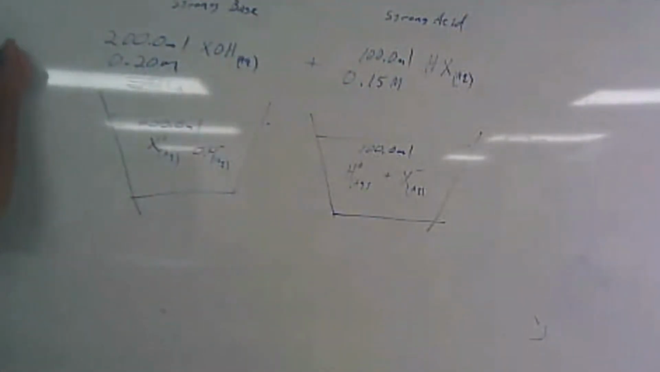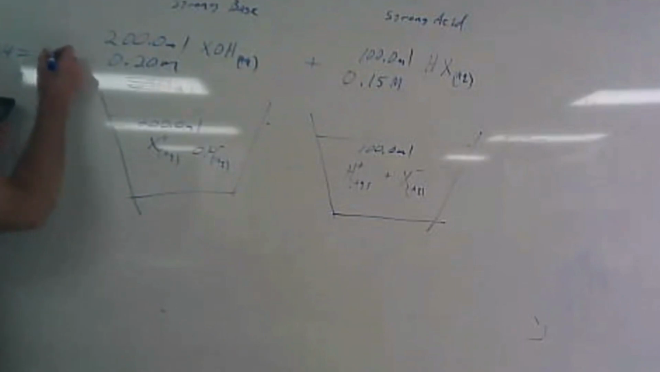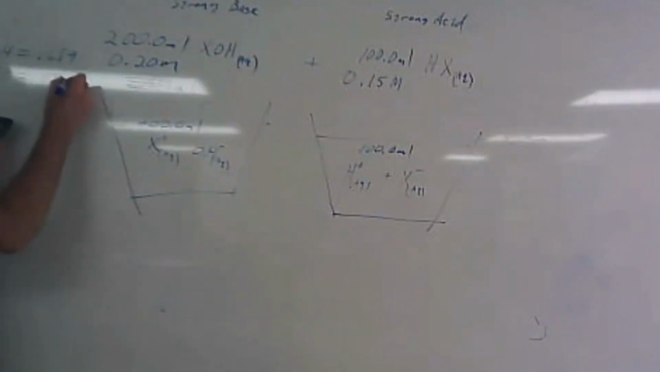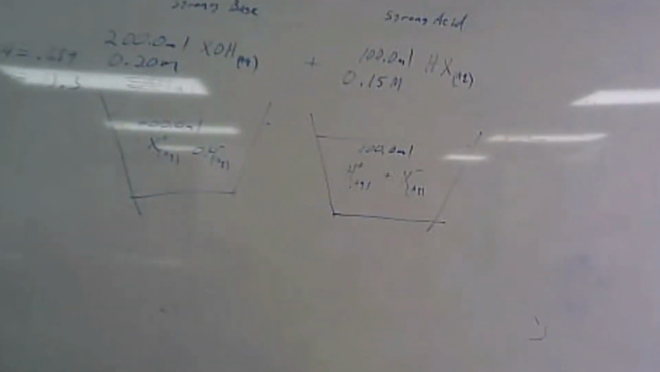So we got pOH is going to be, let's just go with 0.689. So the pH equals 13.3. I could adjust for sig figs, but that's not the point here.